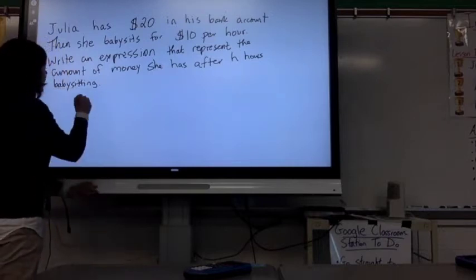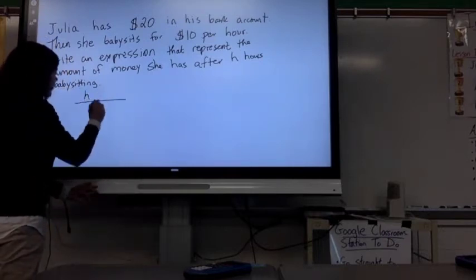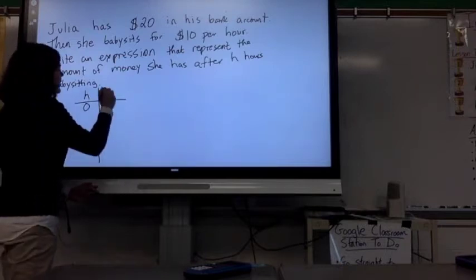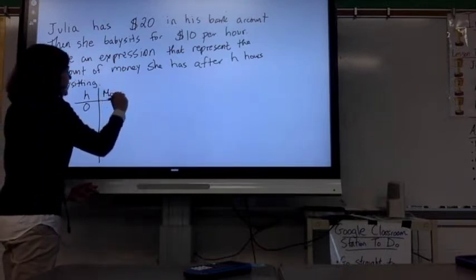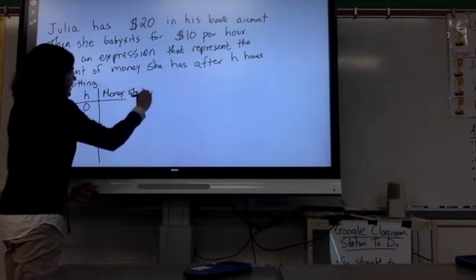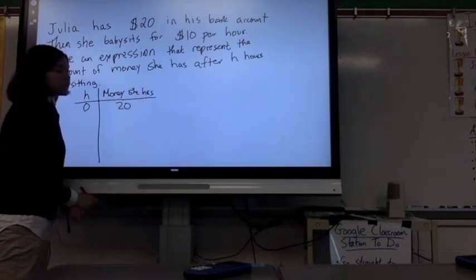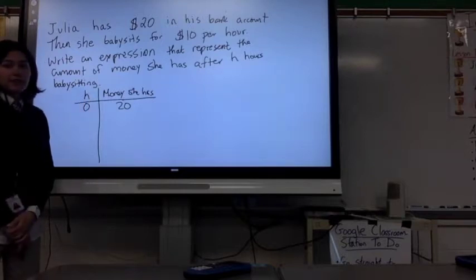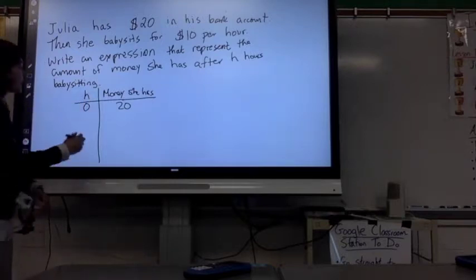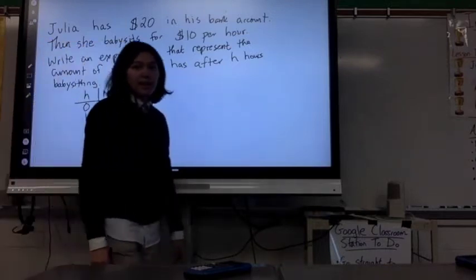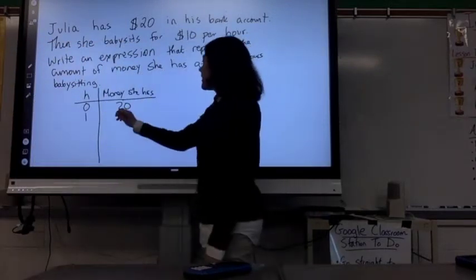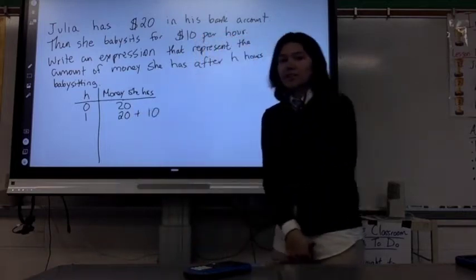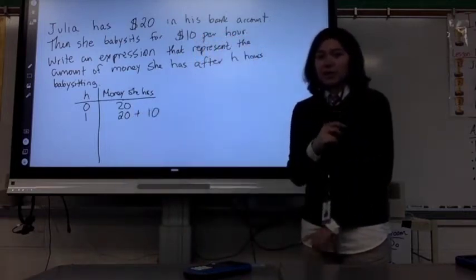If Julia works 0 hours, then the amount of money she has is going to be $20, because that's how much she starts with. So 0 hours, she has $20. All right, what if she works 1 hour? If she babysits for 1 hour, she has that $20 that's already in her bank account, and then we're going to add $10, because she made $10 babysitting for 1 hour.